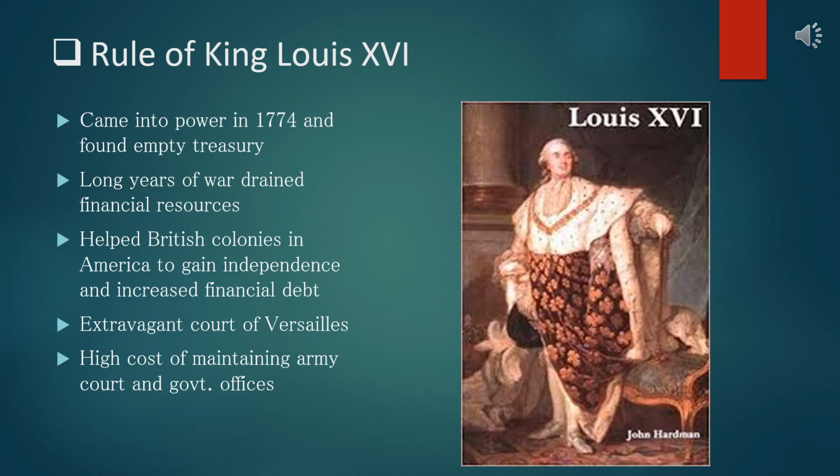Number 1. Rule of King Louis XVI. See students, from the 13th century, the Bourbon dynasty was ruling France, and King Louis XVI of the Bourbon dynasty came to power in 1774, and he found an empty treasury after ascending the throne. Long years of war had drained the French financial resources, as he helped the 13 American colonies gain their independence from the common enemy, Britain, which added more than $1 billion of debt.